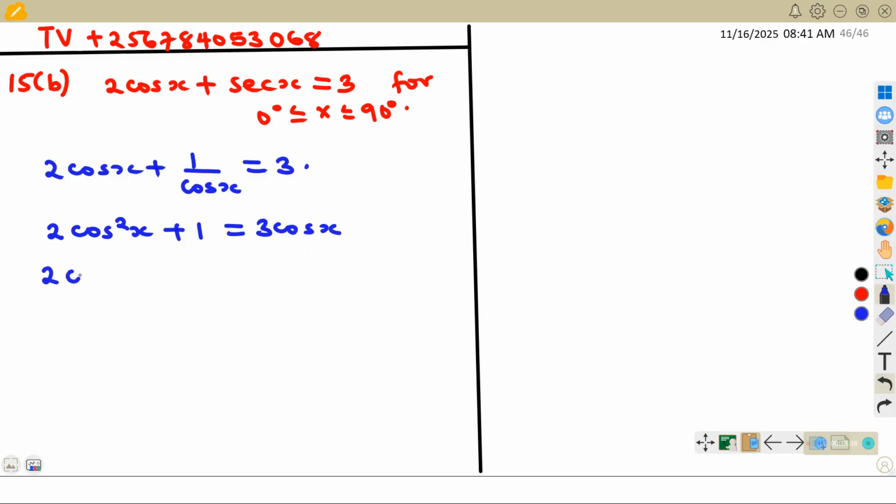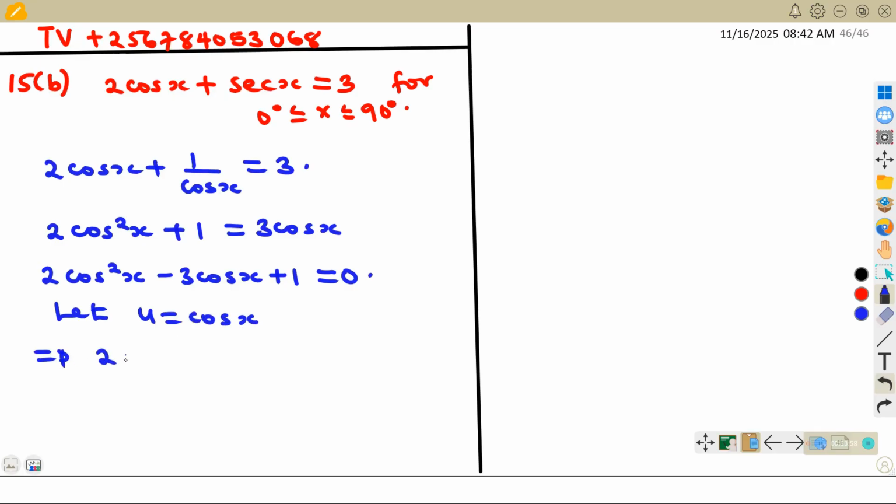So this will give us 2 cos squared of x minus 3 cos of x, then plus 1, which will be equal to 0. So from here, you can let u represent cos of x, such that you will have this as 2u squared minus 3u plus 1, which is equal to 0.